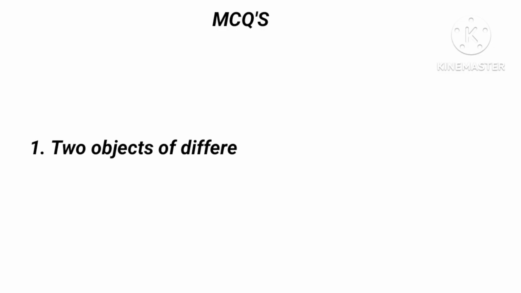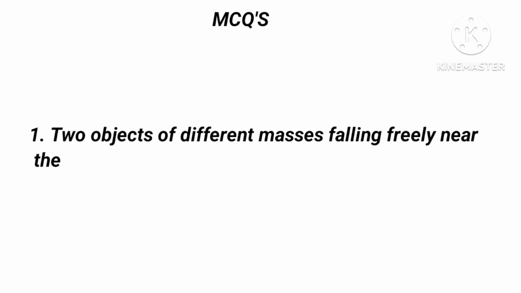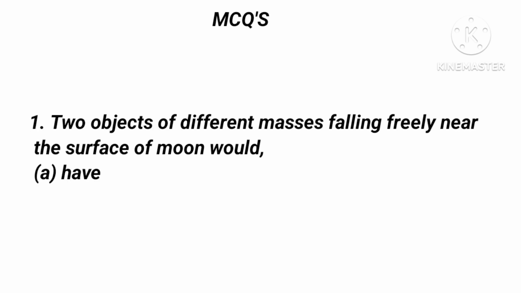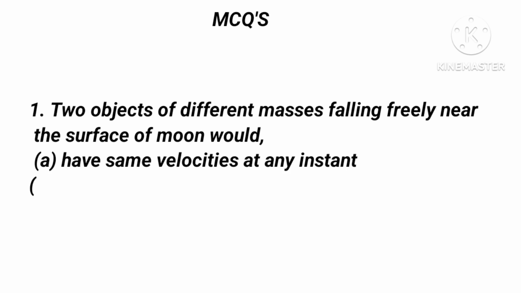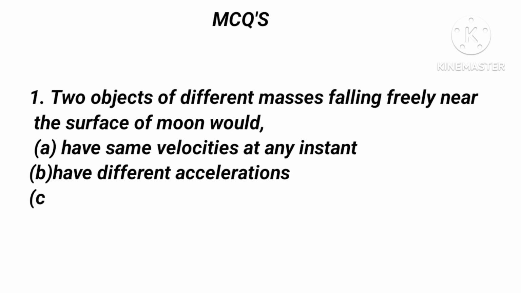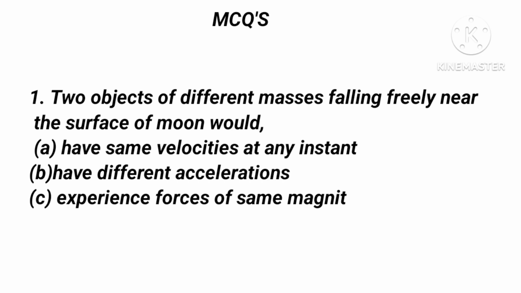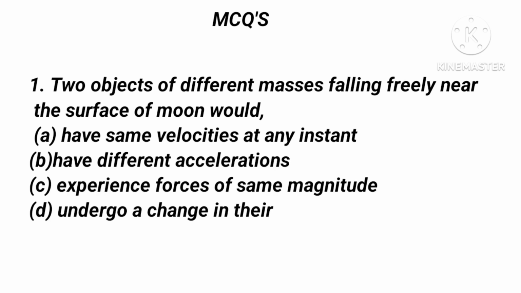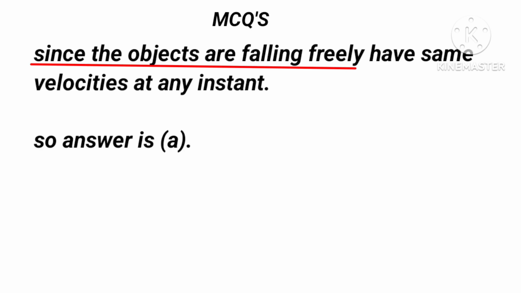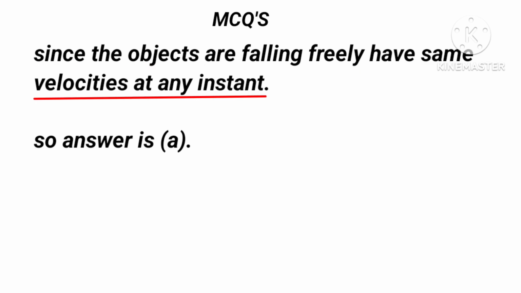1. Two objects of different masses falling freely near the surface of Moon would: a. Have same velocities at any instant, b. Have different accelerations, c. Experience forces of same magnitude, d. Undergo a change in their inertia. Since the objects are falling freely, they have same velocities at any instant, so answer is A.